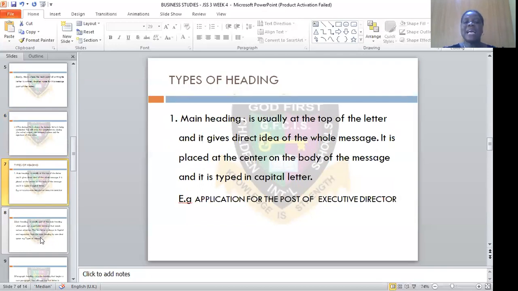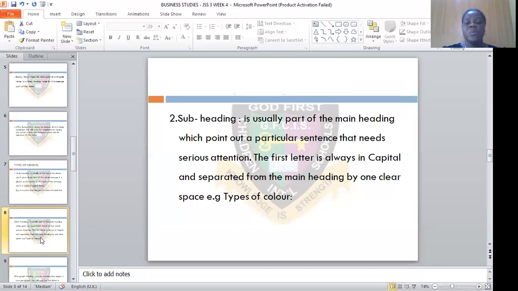Then there are types of headings. Number one, the main heading, which is the main message that you are passing across. Once they see it, they can tell what you have in the letter. We have the subheading. It comes out of the main heading, but is a point being highlighted out of the main heading. You usually type the first letter in capital letter and the rest in small letters.